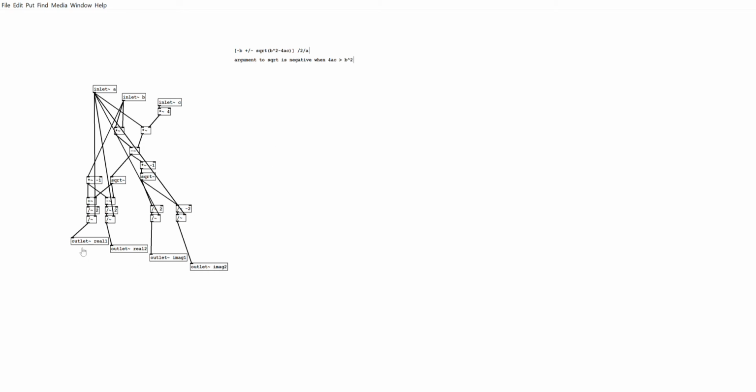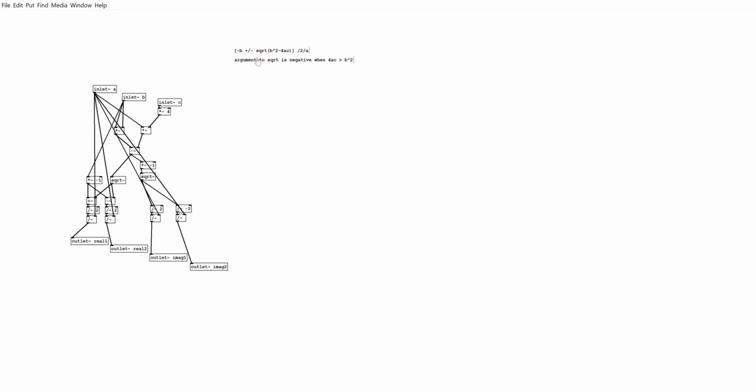Now, you can see here that I've allotted outlets considering the fact that there might be two roots, and each root might have both a real part and an imaginary part. We're going to exploit a particular behavior of the square root block in PureData, and that's that when it is passed a negative input, it just yields 0. So for all negative inputs, the square root block gives 0. And that's actually going to be really handy for us.